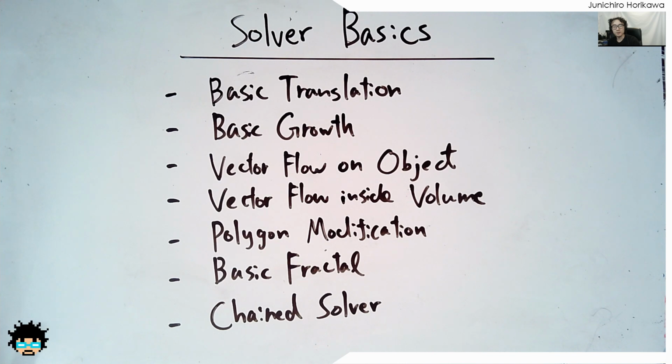So starting from basic translation, using solver and basic growth, vector flow on an object, vector flow inside volume, and also polygon modification, basic fractal, and last chained solver. In this session, I'm mostly going to talk about how you can use the solver with exercises, considering the situations you can use solver for.